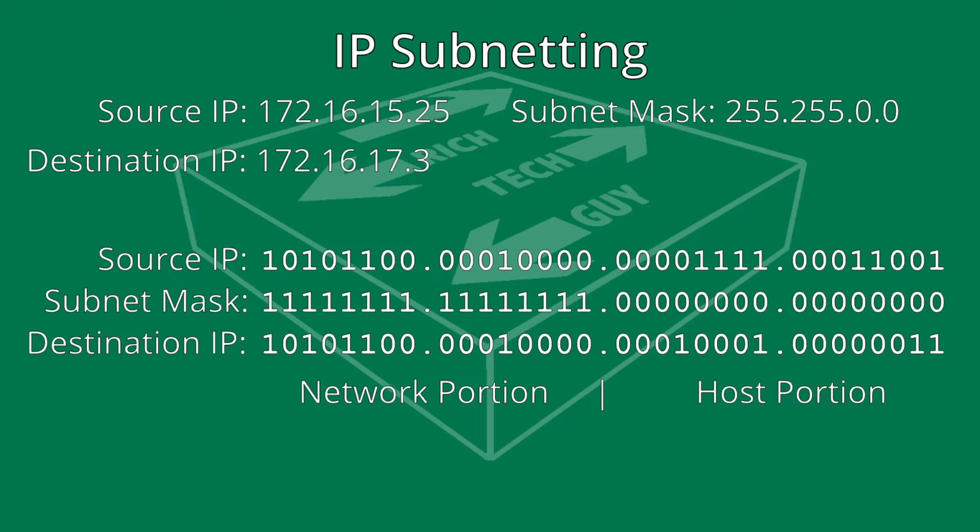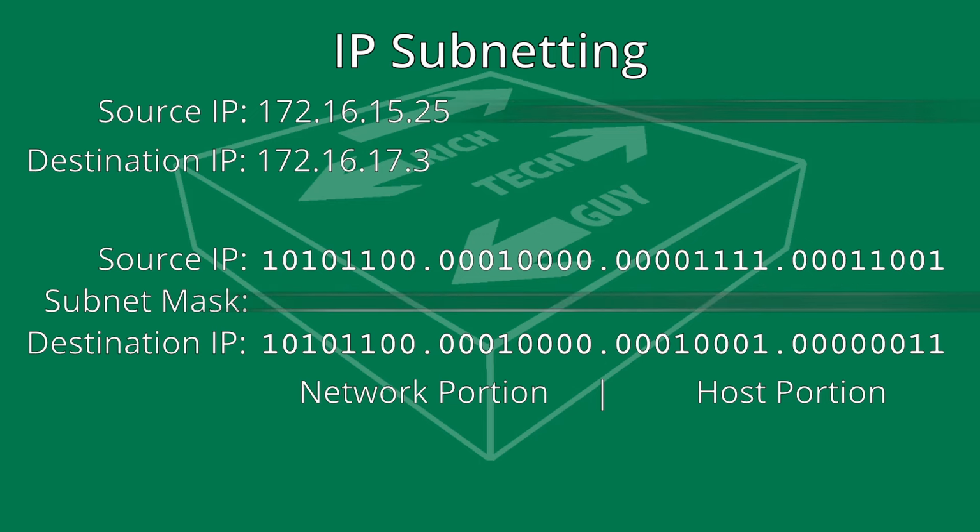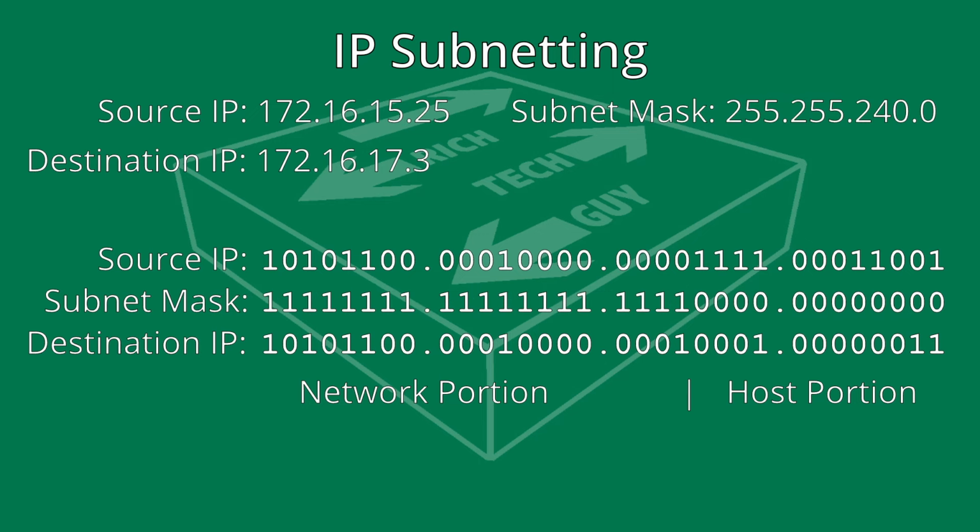But now, let's have the computer send a packet to the same IP address, but we'll change the subnet mask to 255.255.240.0. Okay, this is what we see as we're looking at it this way. And now we notice that there is a difference in the network portion of the IP address. The last bit of that network portion has changed, or is different. It is a 0 on the source address and a 1 on the destination address.